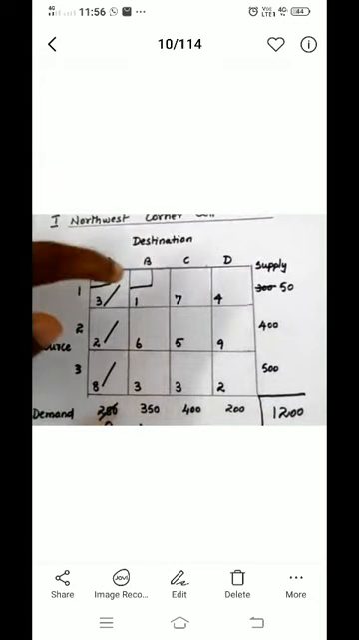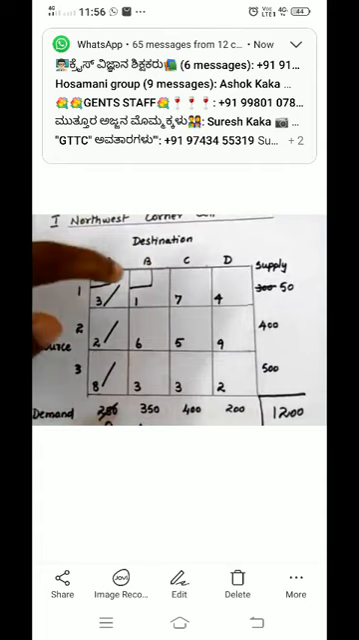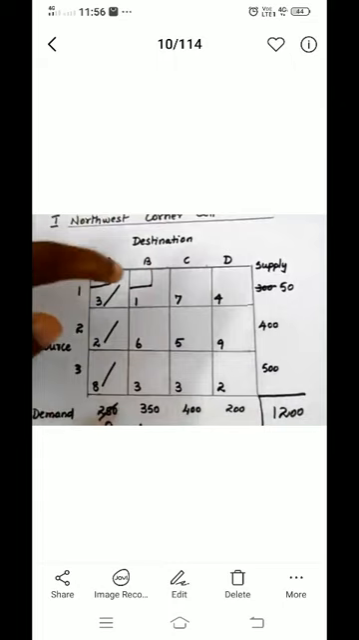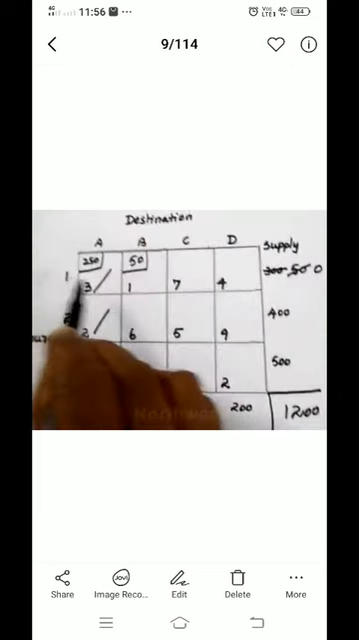I will write here that this is the northwest corner, and again I should check the supply as well as the demand. Here supply is 50 and the demand is 350. Here the smallest value is 50. For that reason I will write 50 as the smaller number in that small box. Then supply will be 0 and the demand will remain 300.